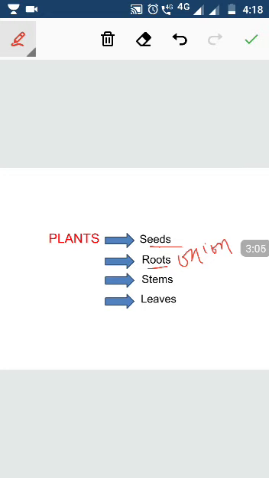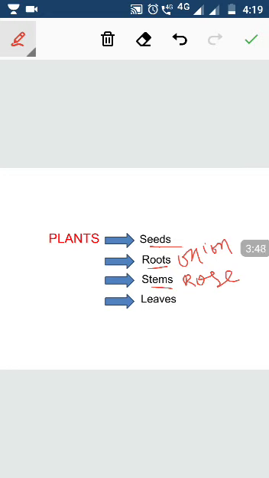Next, plants from stems. If you take a rose plant, a rose has no seeds. So we cut the stem of the rose and plant it. From the stem cutting, new plants will arise. That is plants from stems.